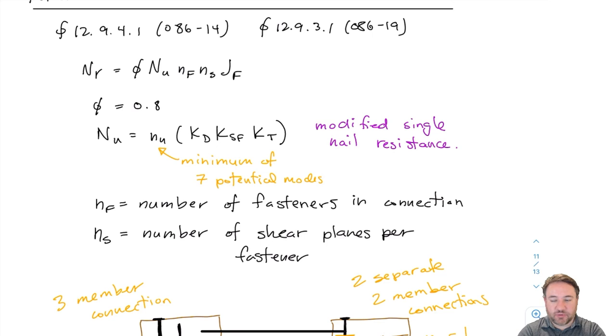Following up on this video, we're going to start talking about how we calculate withdrawal strength for nails. So actually, for a nail, how do I decide how strong it's going to be to pull the nail out of a piece of wood?